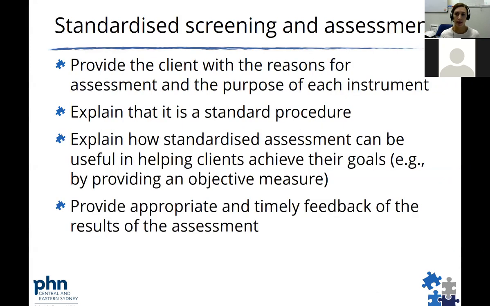So when conducting standardised assessments, it's really important to provide the client with the reasons for the assessment and the purpose of each instrument. Explain that it's a standard procedure, explain how standardised assessments can be useful in helping clients achieve their goals, for example, by providing an objective measure, and provide appropriate and timely feedback of the results of the assessment.